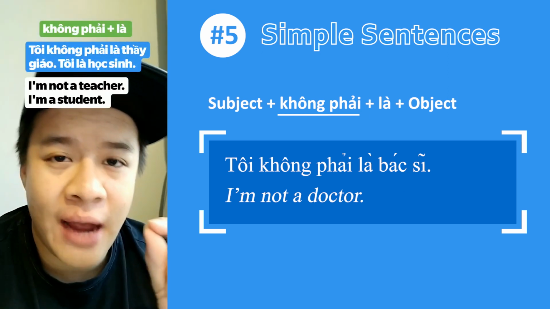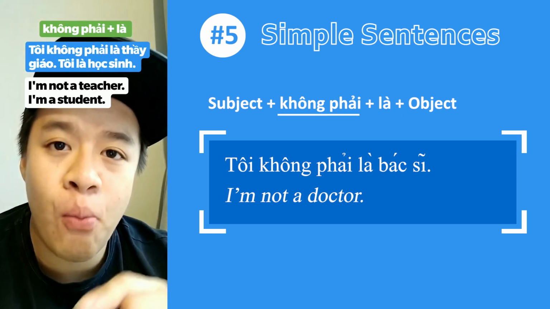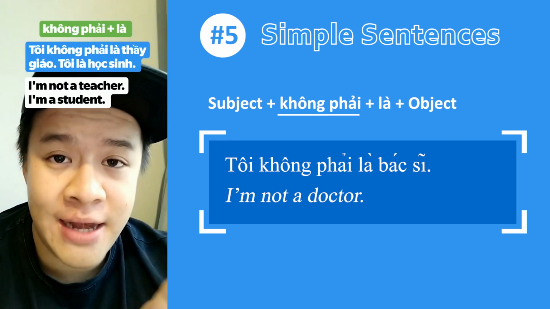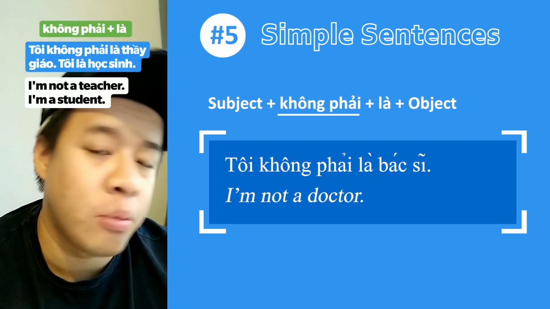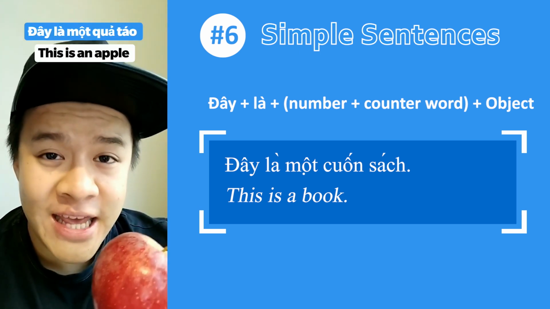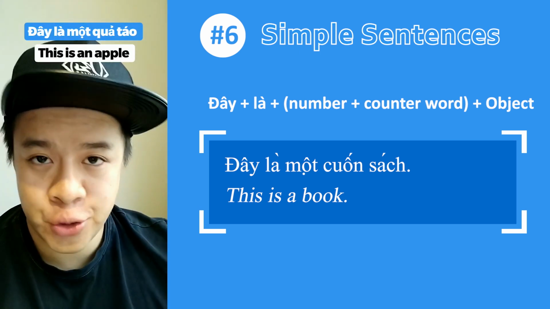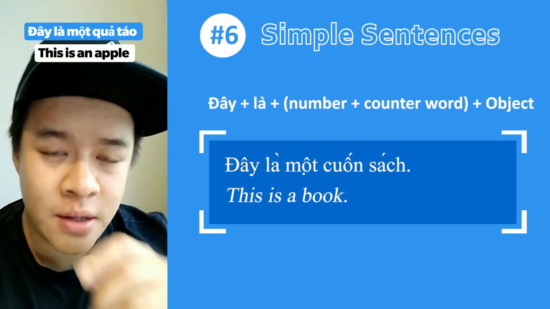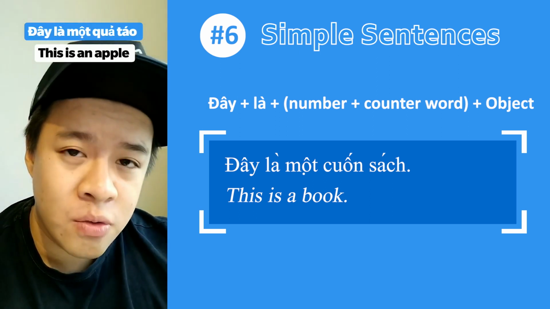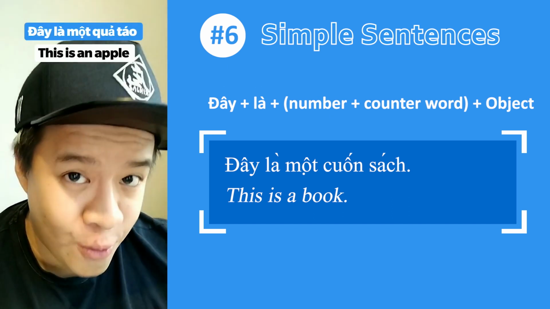It's not enough to say không là, but you need to say không phải là. For example, tôi không phải là thầy giáo. Tôi là học sinh. Or, đây là một quả táo. Đây means this, là to be. Một means number one. Quả is a counter word. We'll talk about that later. Táo means apple. Đây là một quả táo.